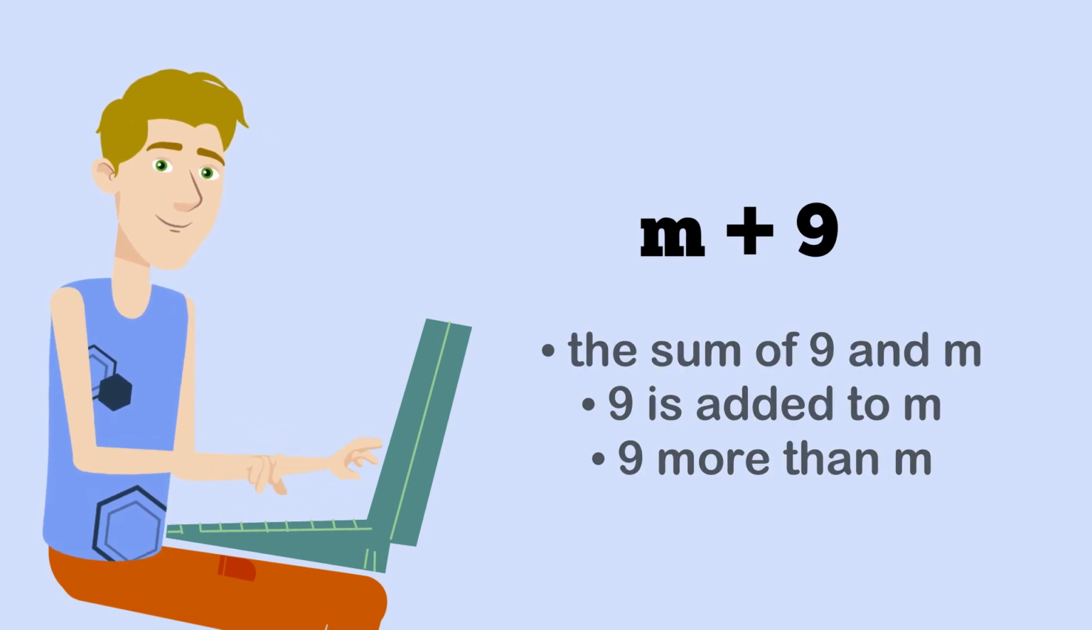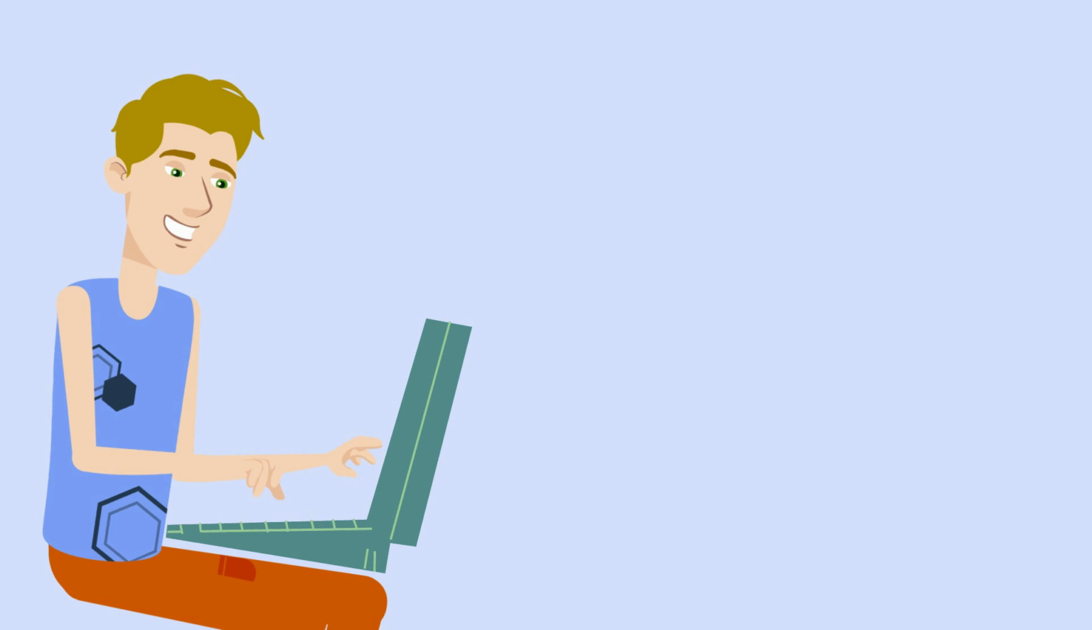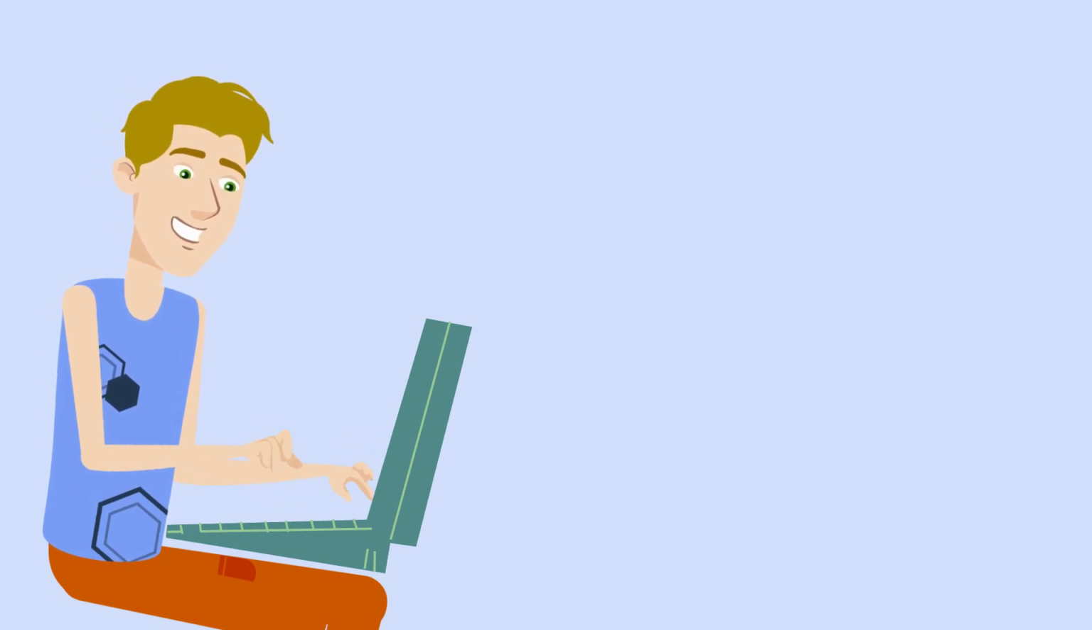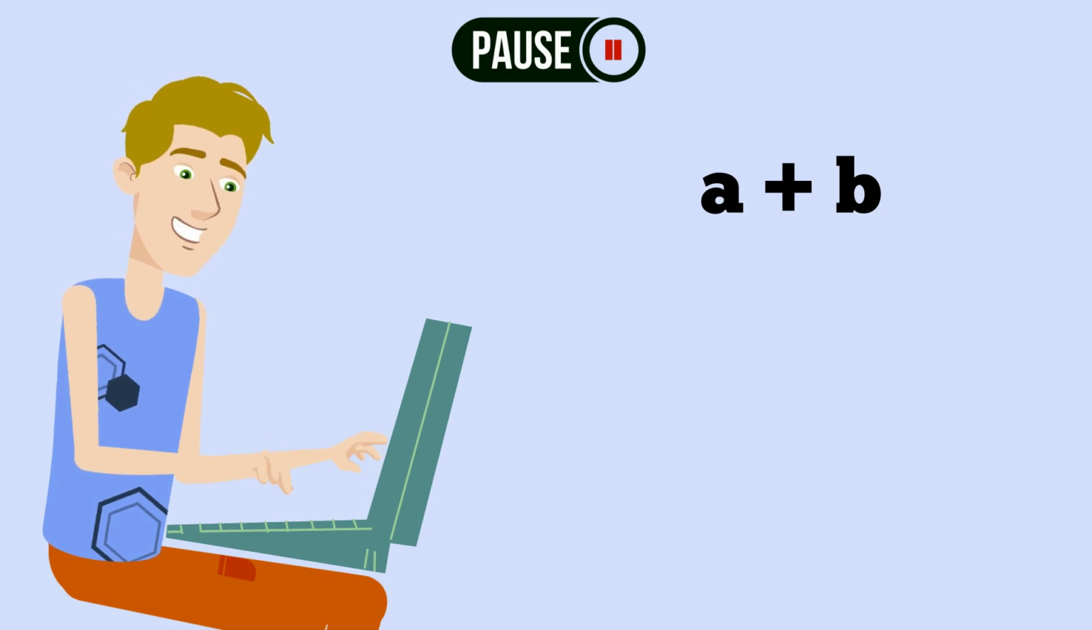We can say the sum of 9 and m, or 9 is added to m, or 9 more than m. Another one, and I will give you a few seconds to try to solve it before I show you the answers. Describe this expression in 3 different ways.